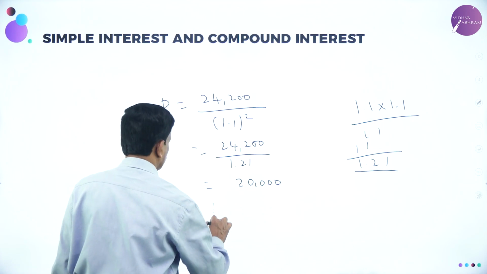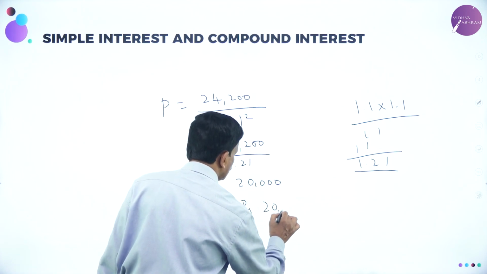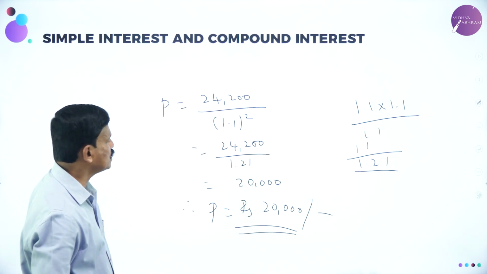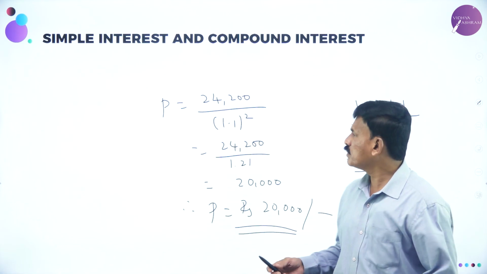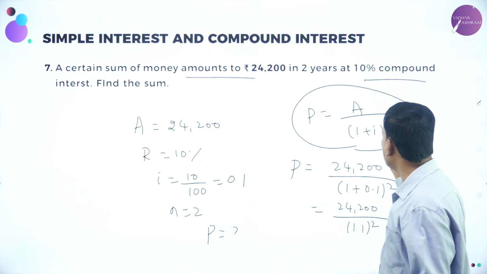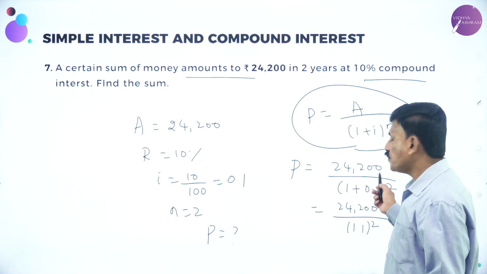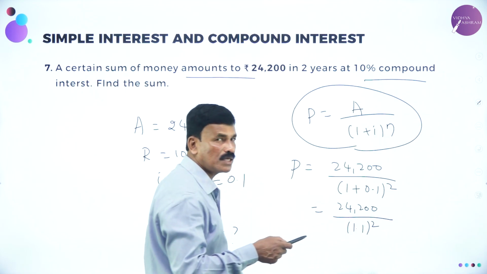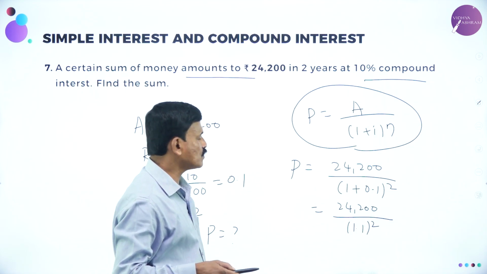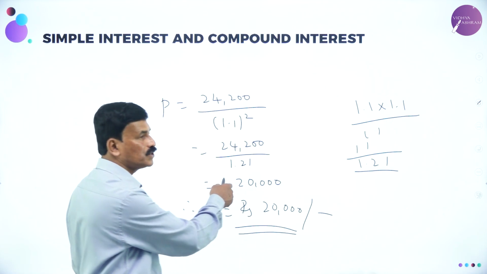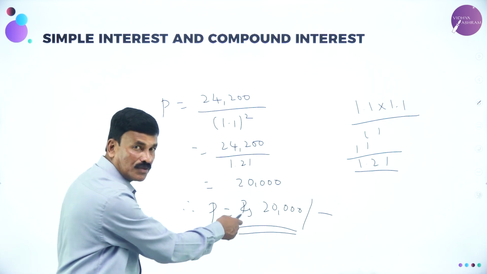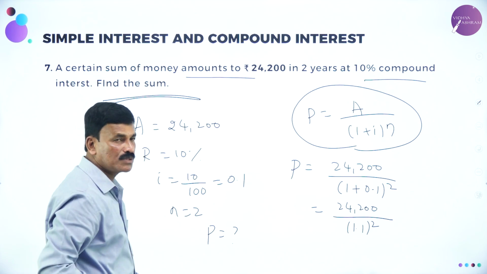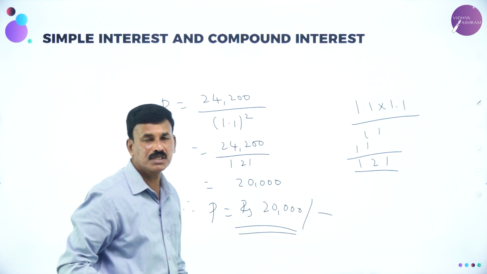So therefore, the principal is equal to rupees 20,000. That's it. This is the principal. So the required principal is rupees 20,000. Very simple formula. Just principal is equal to A by 1 plus I to the power of n. A is 24,200 divided by 1 plus I, where I is 0.1. That is 24,200 divided by 1 plus 0.1, which is 1.1. 1.1 into 1.1 is 1.21. So 24,200 divided by 1.21 is equal to 20,000. So therefore, the required sum is rupees 20,000.